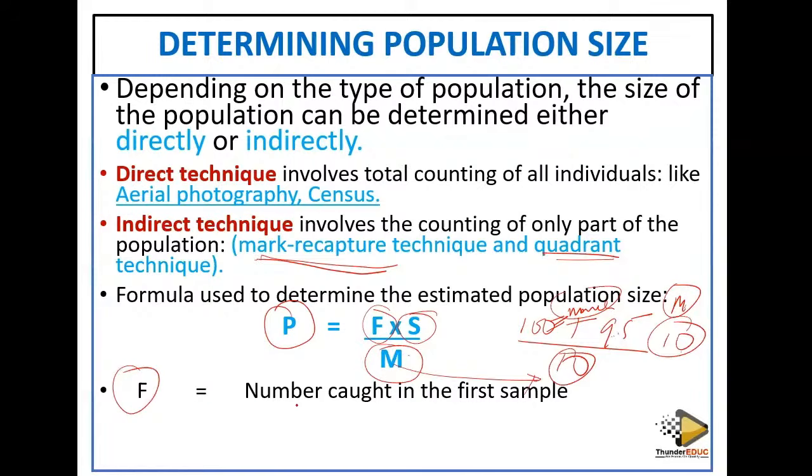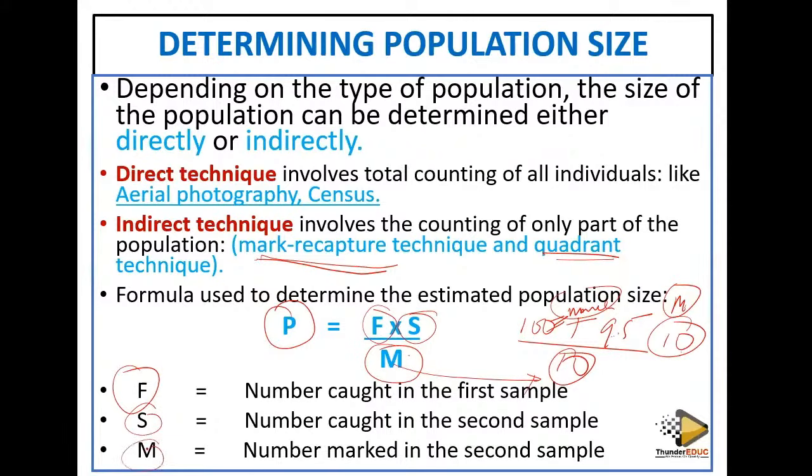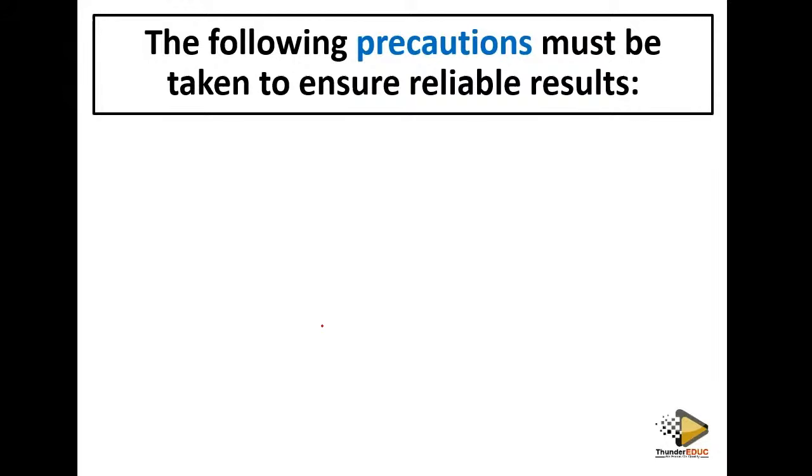So F means the number caught in the first sample, that's the first capture. S means the number of individuals that were caught in the second capture. But M means the number of marked in the second capture. For example, I've explained it here. And then here, you are able to get the total population of these individuals.